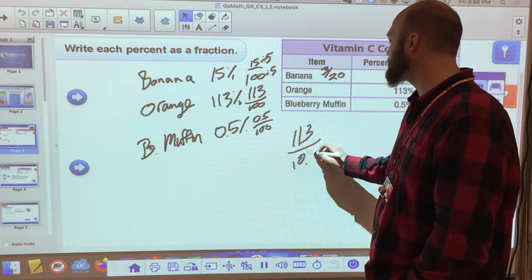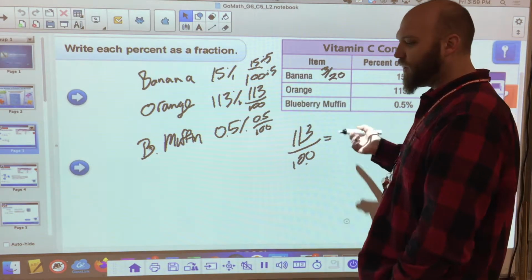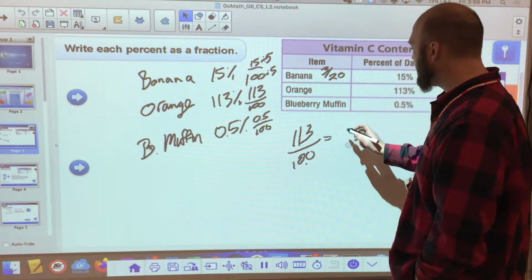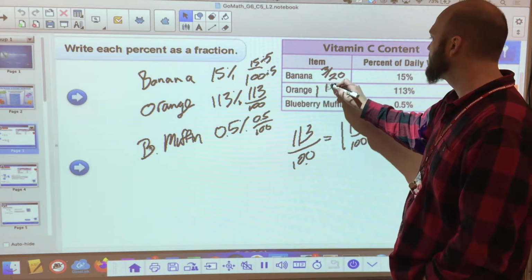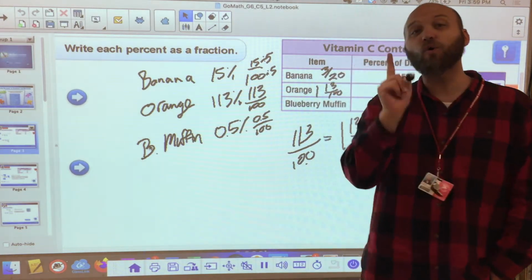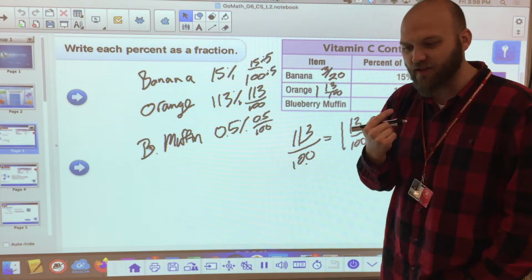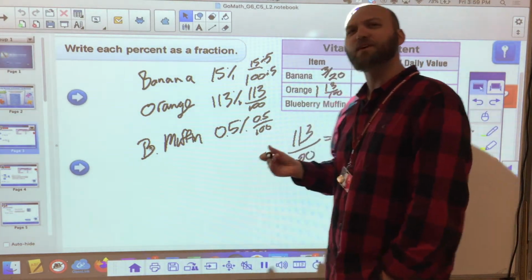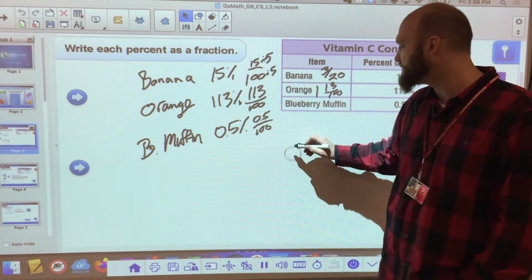Well, if I erase my 3/20 and I look at my 113 over 100, I'm going to have over 100%. So I actually have 1 13/100. That means that if I eat this orange, I'm going to have 1 whole day's worth of vitamin C content, 100% that I'm going to need for the day, and then I'm going to have another 13% on top of it. So orange is definitely a good go-to food, 1 13/100, or an improper fraction of 113 over 100.